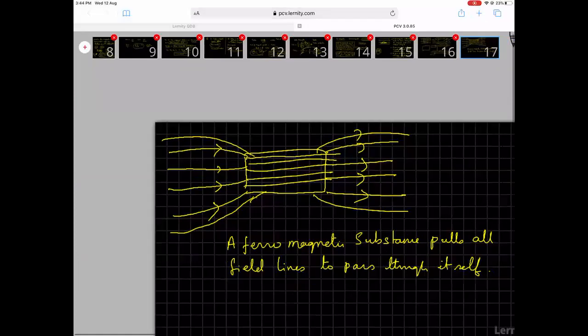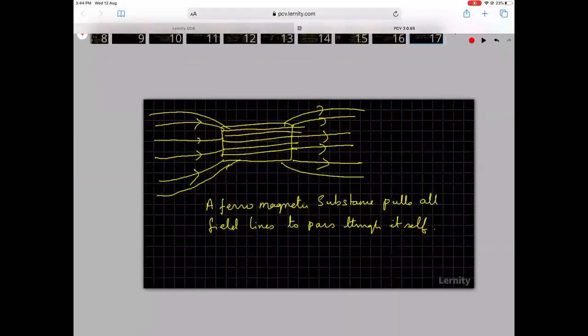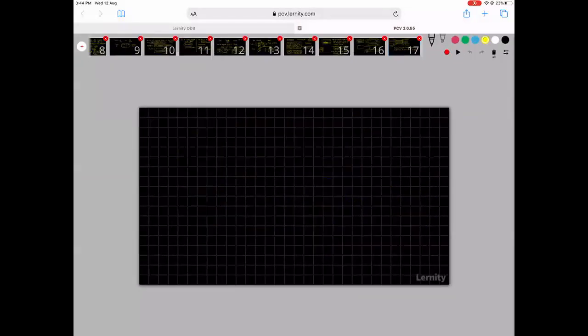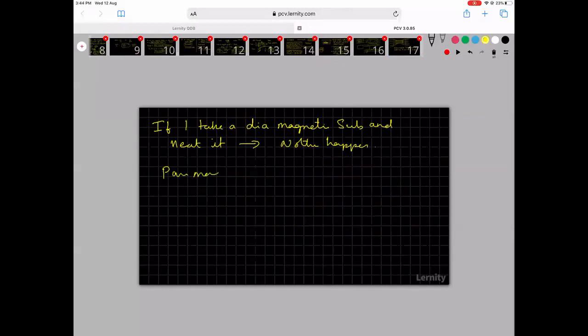A ferromagnetic substance pulls it towards itself. Diamagnetic I explained to you. Next, if I take a diamagnetic substance and heat it, what happens? Nothing happens. If I take a paramagnetic substance and heat it, its magnetism decreases.